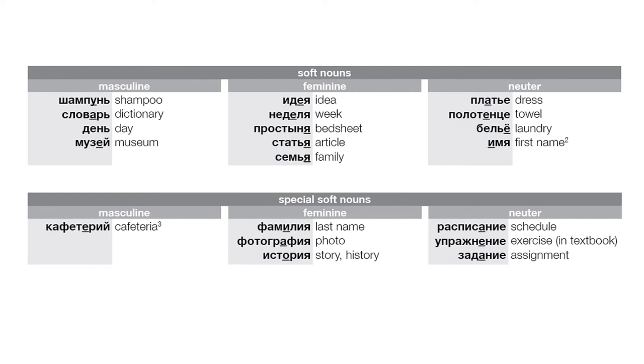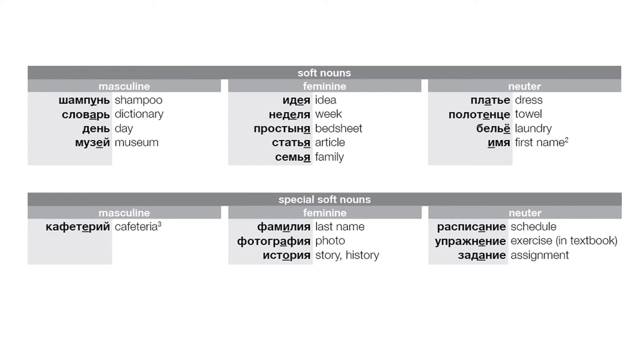Okay, повторите, пожалуйста. Кафетерий. Soft feminine. Фамилия. Фотография. История. Neuter. Расписание. Упражнение.